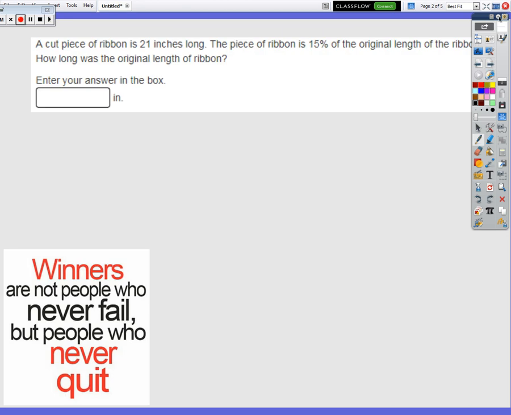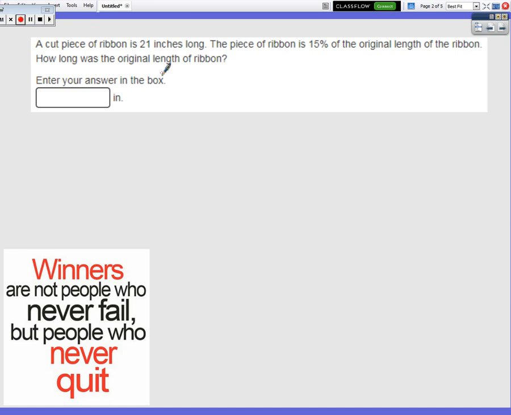We have a story problem. Doing what I just did now and applying it to a story problem. This is within our wheelhouse. We can do this. All right, taking a look at what we have here. A piece of ribbon is 21 inches long. The piece of ribbon, this 21, equals 15% of the original.